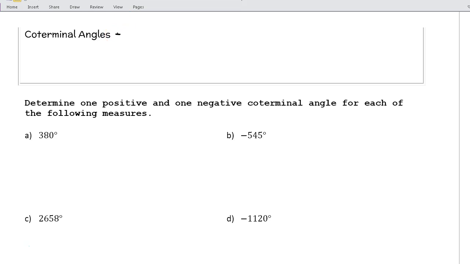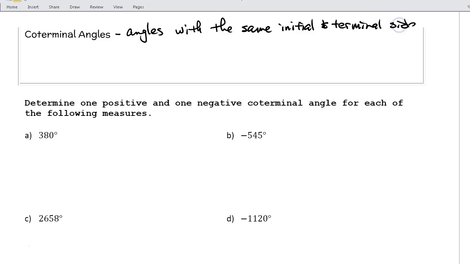So when we talk about coterminal angles, these are angles with the same initial and terminal sides. Okay, so basically what this means is that they start and end at the same places.